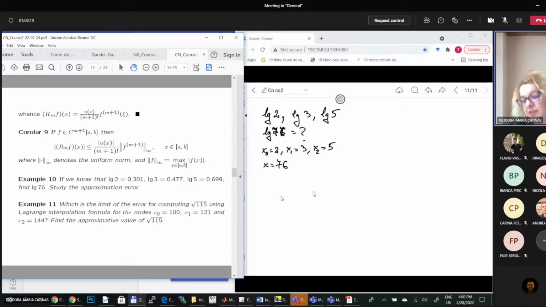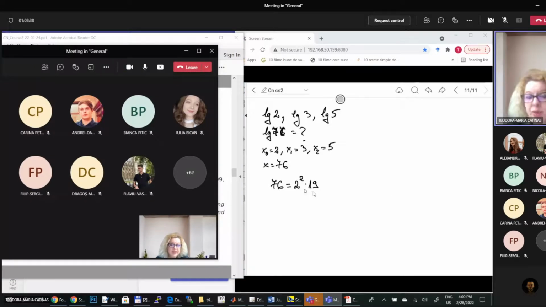So 76 is equal to what values? Decompose 76: it will be equal to 2 to the power of 2 times 19. Right. Perfect. So 76 is 2 squared times 19. So the logarithm of 76 will be 2 times the logarithm of 2, which is known, plus the logarithm of 19. So the problem will be now to approximate the logarithm of 19. For doing this, which will be the nodes, the given points, the known points?